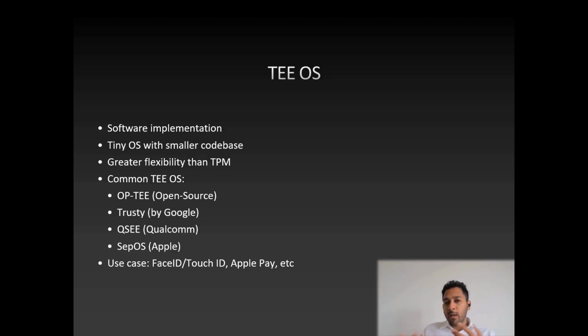And there are other common types of TEOS that exist in the market. OP-TEE, it's open source. Trusty by Google, that's what's running in Android. If you're using an Android phone, there are high chances your phone uses Trusty. And QSEE by Qualcomm and SecureOS by Apple. So next time when you pay at the terminal or you unlock your phone using Face ID, there is a TEOS that's silently guarding all your secrets behind the screen.